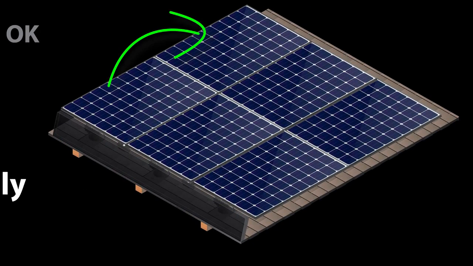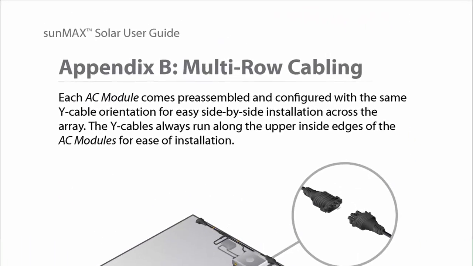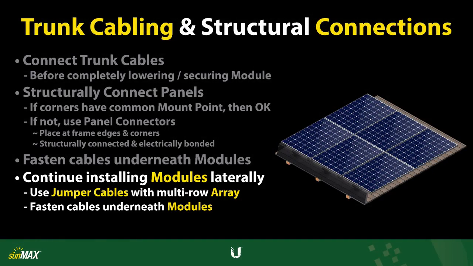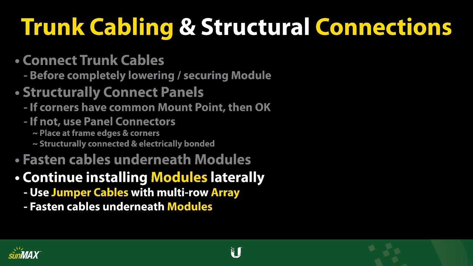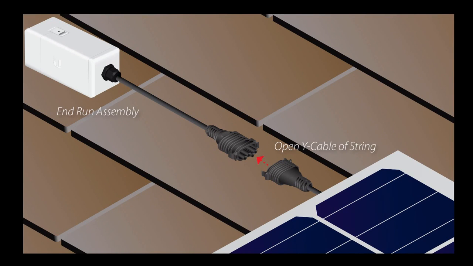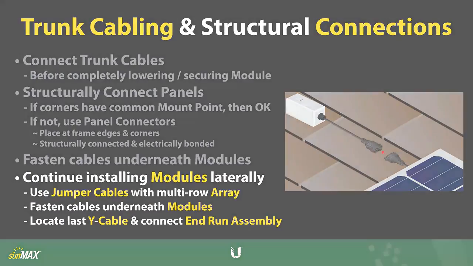In a multi-row system, jumper cables are required to connect sequential rows of AC modules as described in detail in Appendix B of the SunMax user guide. Use clips to fasten these jumper cables to the underside of the modules as well. Once the last AC module in your array has been installed, locate the open Y cable in your string of AC modules and attach it to the end run assembly. Repeat this step for each string of up to 16 AC modules.